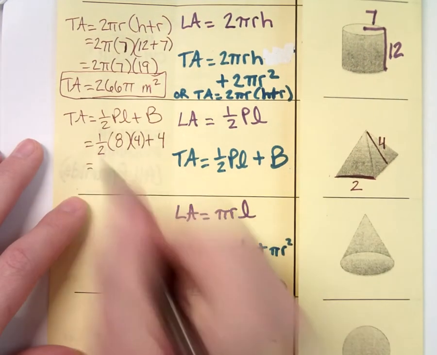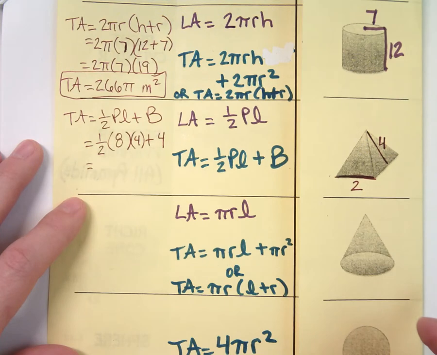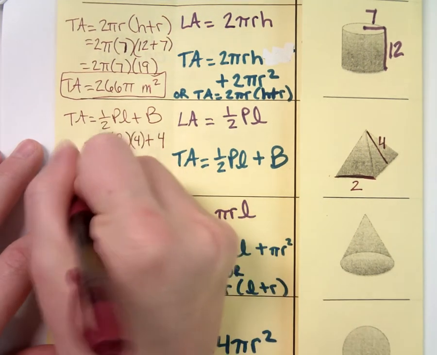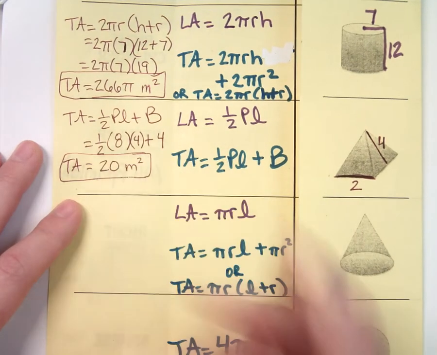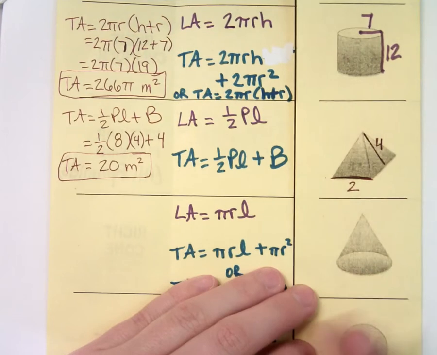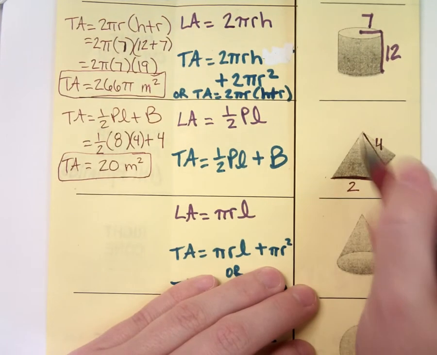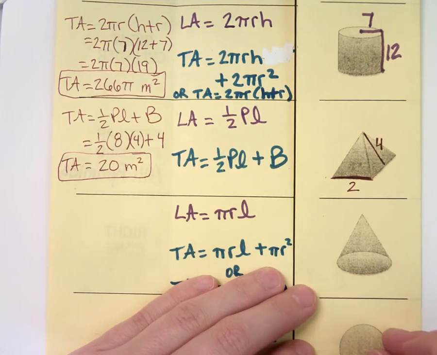Okay. Take a second, work that out. Tell me what you get. You get 20. And I'll just stick with my meters, and it would be meters squared. Now, of course, if you weren't given the slant height, if you were given the actual height, you'd have to do Pythagorean theorem or something else to figure out the slant height.